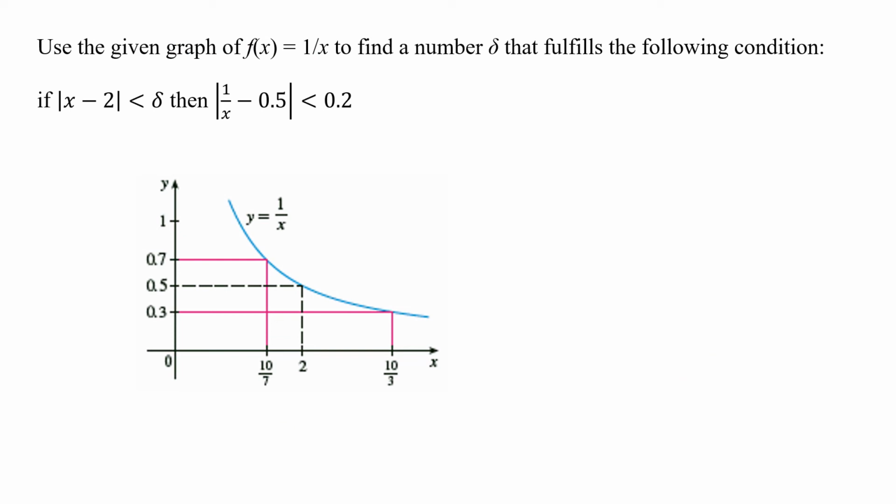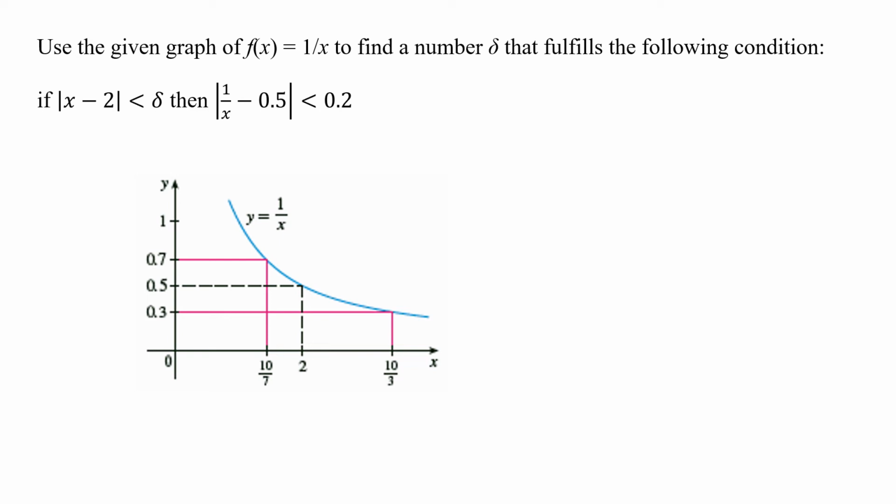We want to use the given graph of f of x is equal to 1 over x to find a number delta that fulfills the following condition. If the absolute value of x minus 2 is less than delta, so the distance between x and 2 is less than delta, then the absolute value of 1 over x minus 0.5 is less than 0.2. So the distance between 1 over x and 0.5 is less than 0.2.